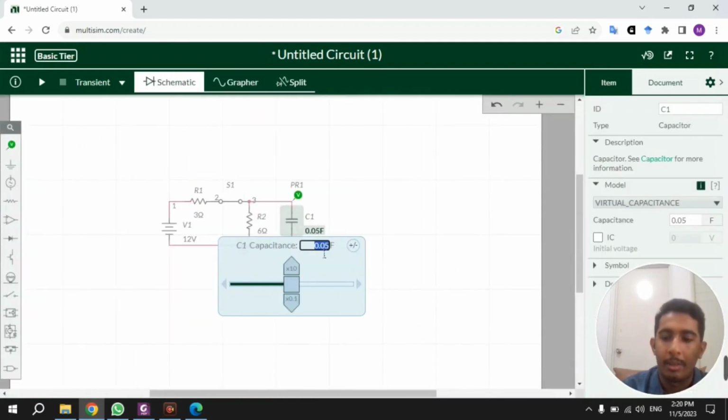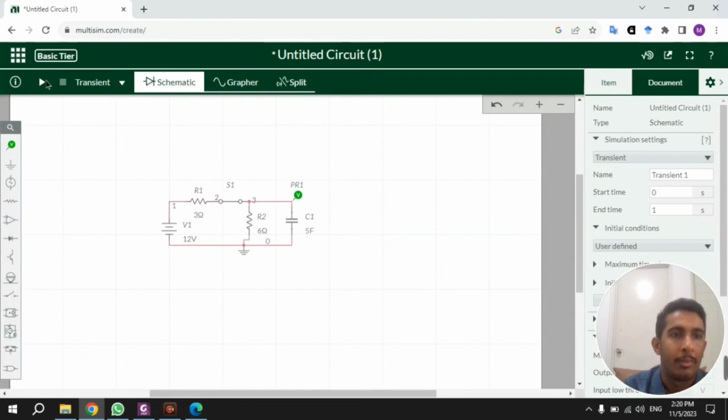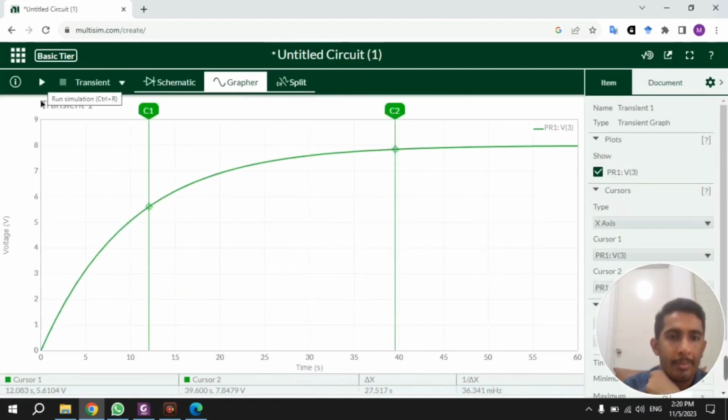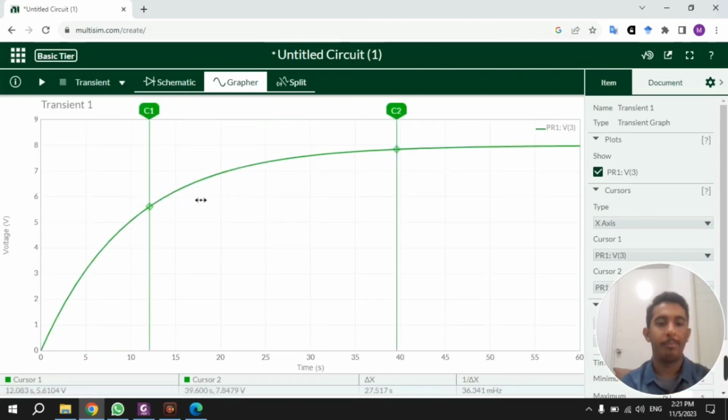And if we set 5 farad, we're gonna need more than 1 second. Let's say a minute. So we can see that it's gonna take about a minute or even more to fully charge the capacitor.